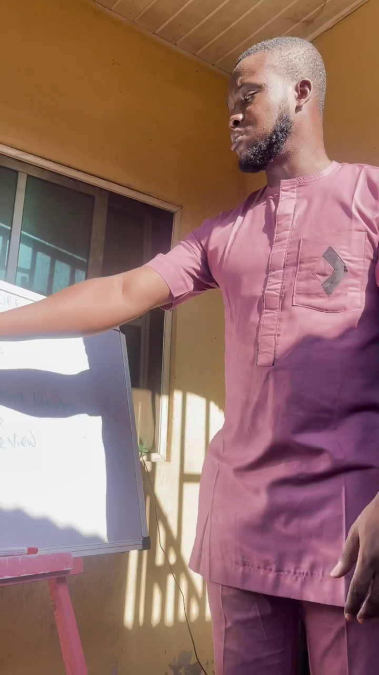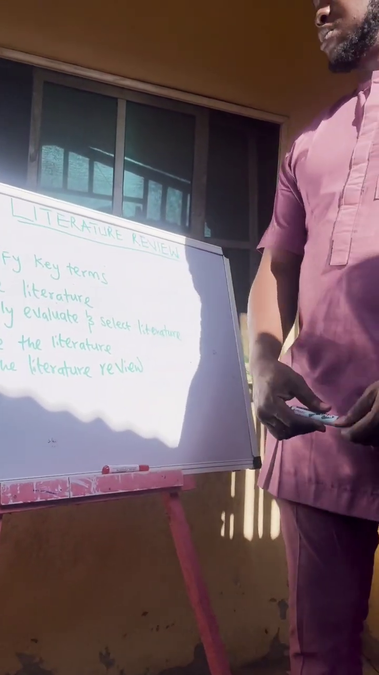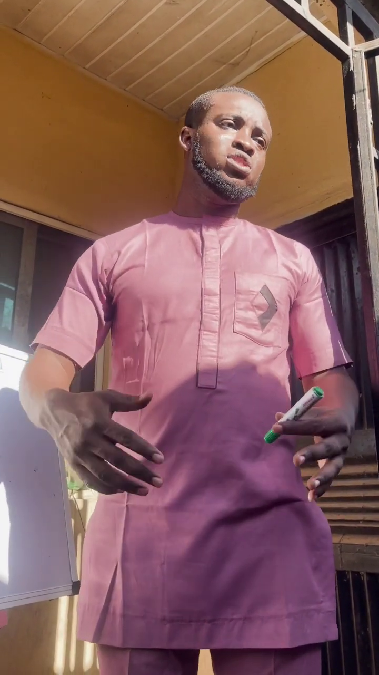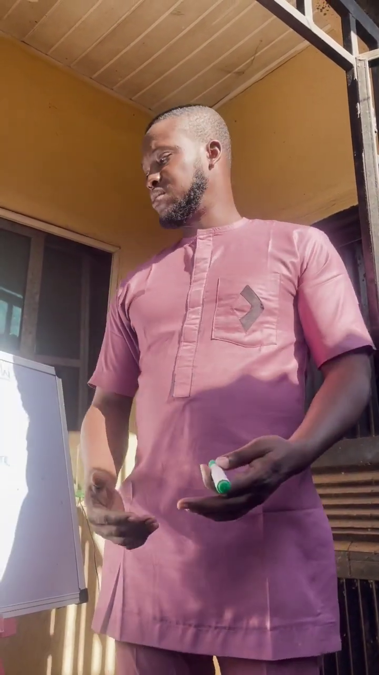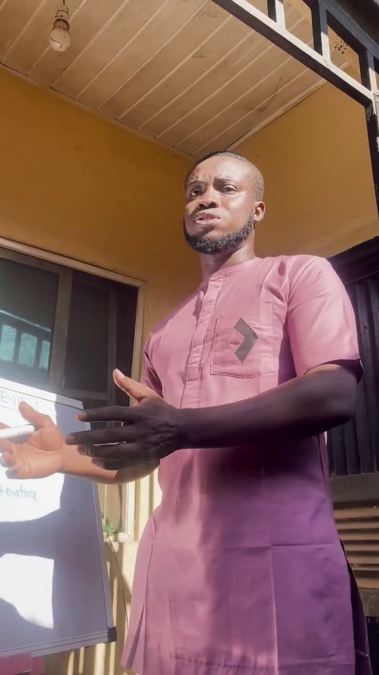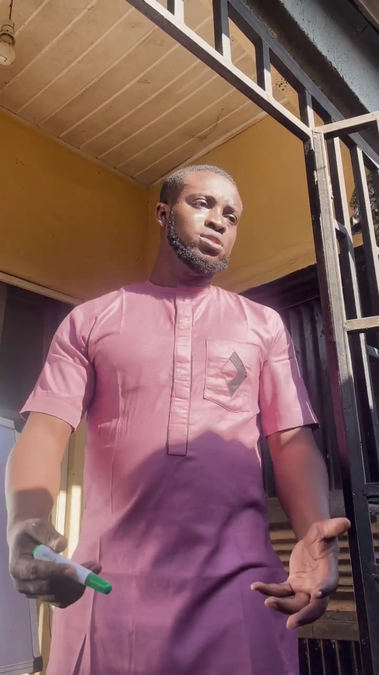The next thing we do is to locate literatures. Literatures are works that have been done before. Now that I know my key terms, the next thing is to locate literatures. Literatures are very, very important. We have various sources of literature that we use in research, primary sources and secondary sources. Primary sources are where the information is published by the original authors themselves, for example articles, research work, and theses. Secondary sources are books, periodicals, summaries, and reviews.